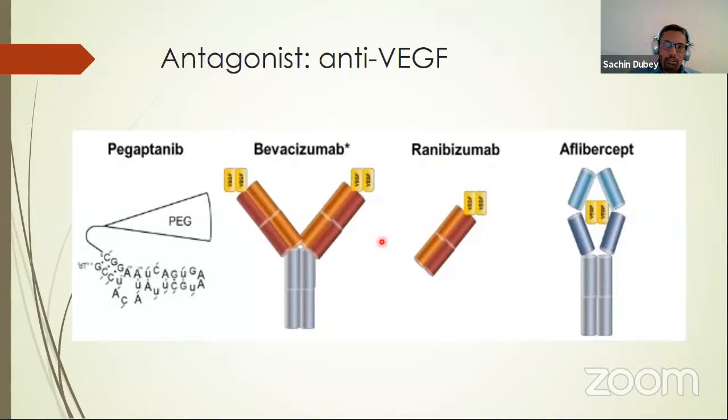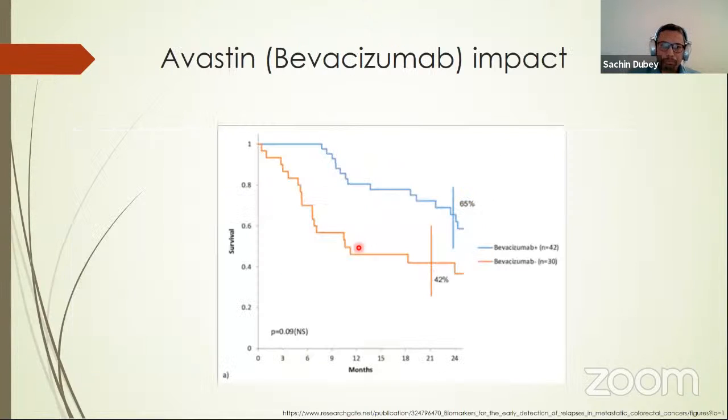Just want to point out what ranibizumab offers over bevacizumab. The small molecule, of course, since it doesn't have its crystallizable region, doesn't have a longer half-life in the body, but being small, it can cross some of the membranes, especially in the eye. So in the ophthalmological application, it finds much more promising clinical results than bevacizumab.